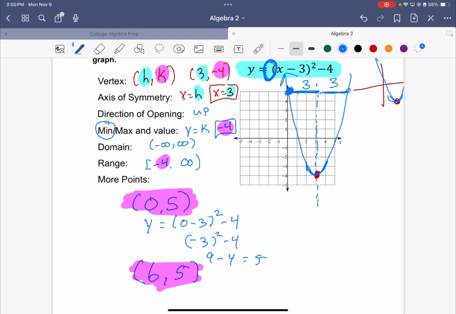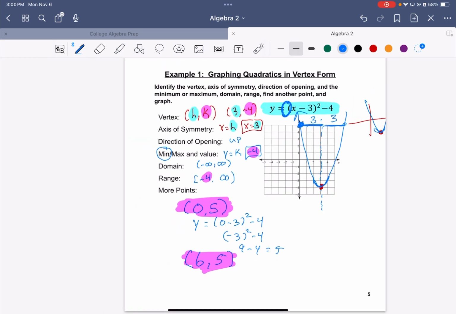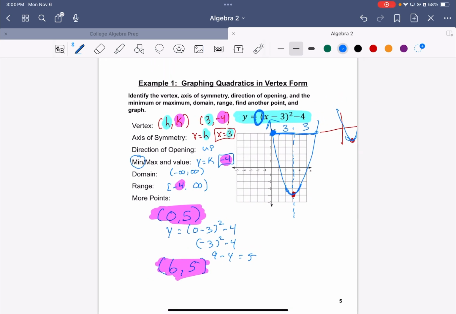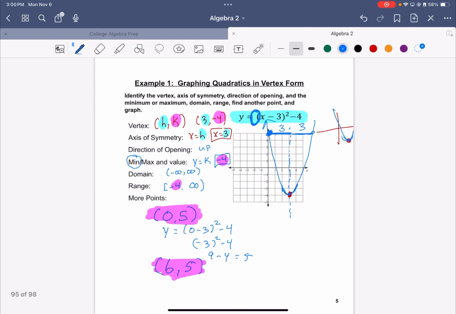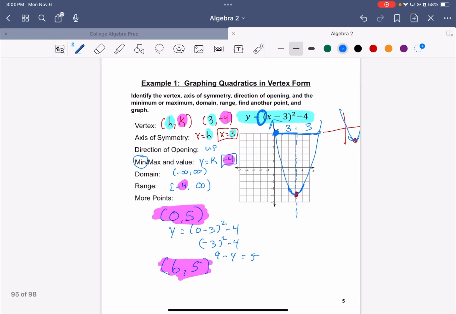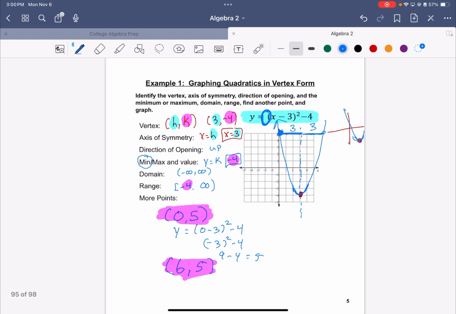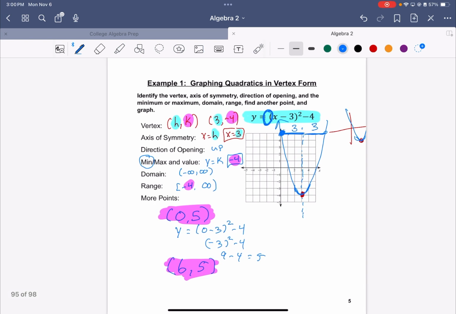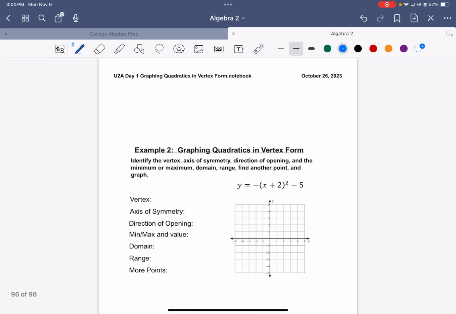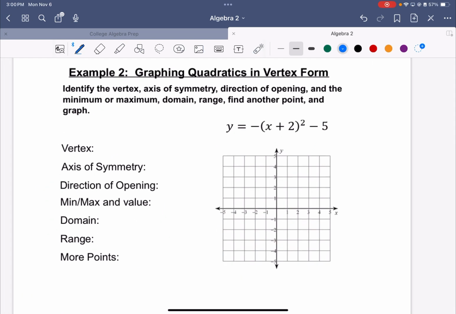Okay? So those are all the things that we want to be able to find today when we're graphing in vertex form. Questions with that one? A lot in there, I know. We've got 2 more examples. We'll do one more together, and then the last one you can do on your own. All right, so here's our next one.